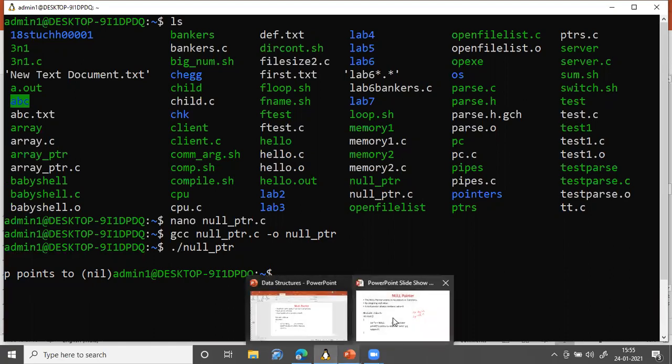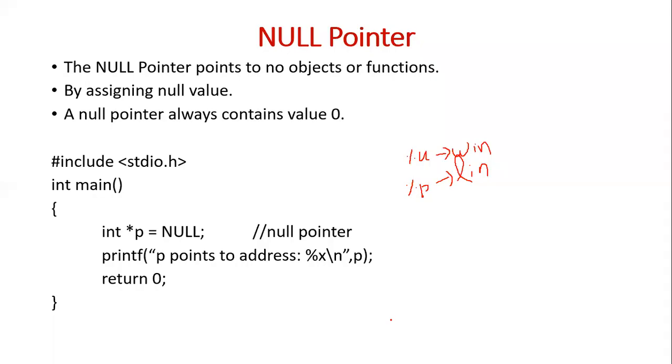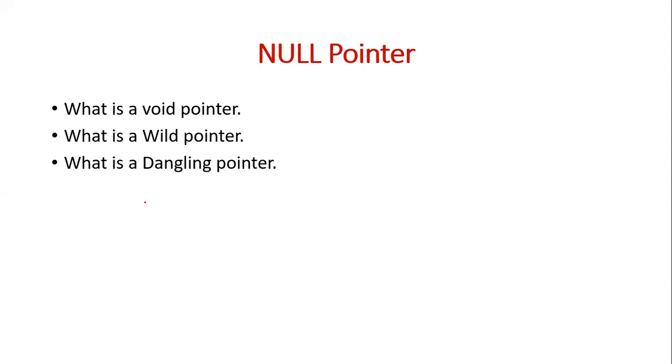So it is always advisable that when you create a pointer, you let it point to null so that it will not lead to any unnecessary problems of mishandling the memory locations, right? Okay. So there are also other types of pointers. There is something called a void pointer, there is something called a wild pointer, and there is something called a dangling pointer.